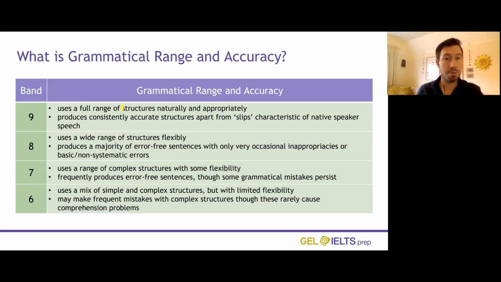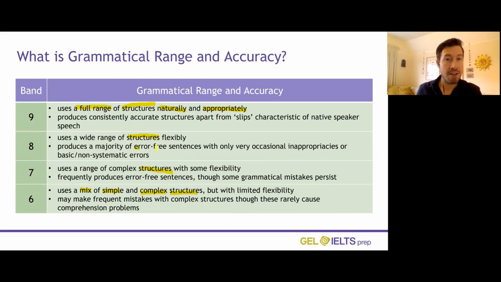Now, one of the words that comes up in all of them is the word structures here. Structures are different types of sentences, different ways of organizing your sentences. And depending how many different ones you use, you can get a higher or a lower mark. So here you can see it uses a full range of structures naturally and appropriately. So the person uses them in a very natural way, like a native speaker almost. Whereas at the bottom, you can see it uses a mix of simple and complex structures. Now we're going to see what's meant by complex structures in a moment.